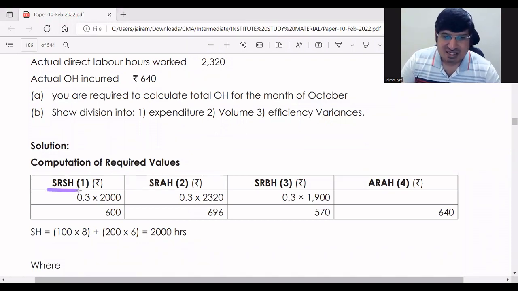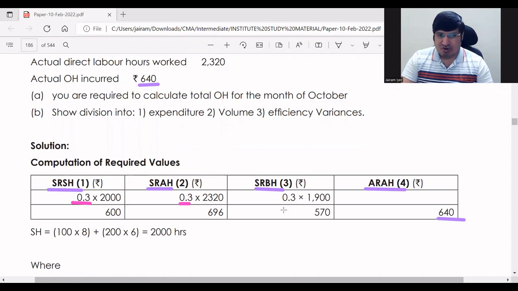SRSH, standard rate into actual hours, standard rate into budgeted hours. This is actual rate into actual hours, which is given here directly, 640. Just put this directly, 640. And then we know that for the first three, what we need is standard rate, which is common. Just put this 0.3, 0.3 everywhere.